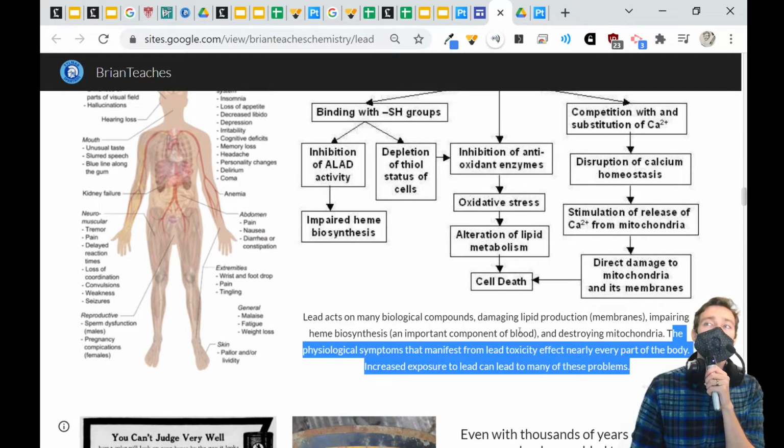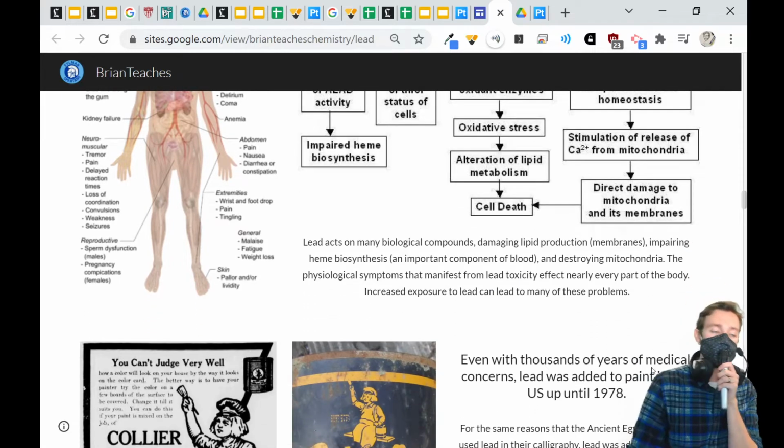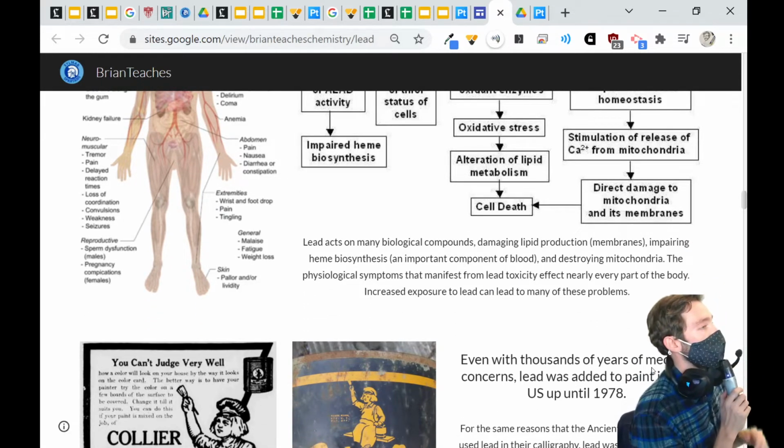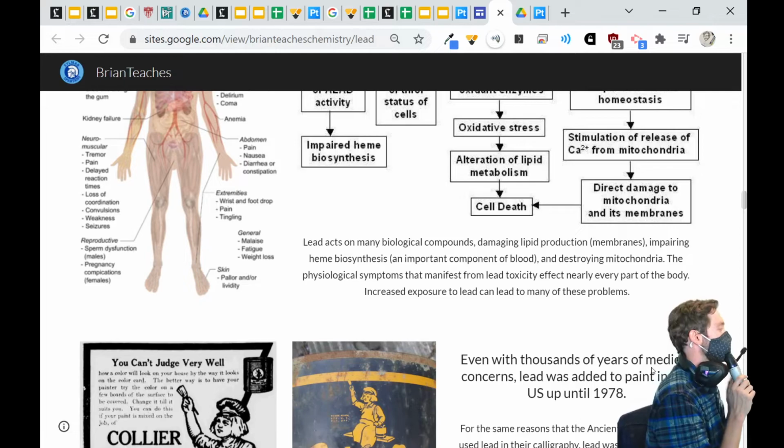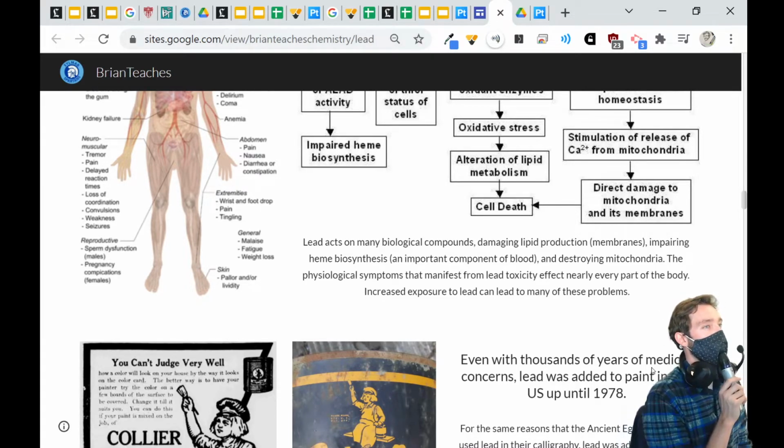The physiological symptoms that manifest from lead toxicity affect nearly every part of the body. So we knew it was dangerous, right? All these ancient societies know it's dangerous. Obviously, we wouldn't use it in the U.S., right? Right? Nah, we did, because we're just as dumb.